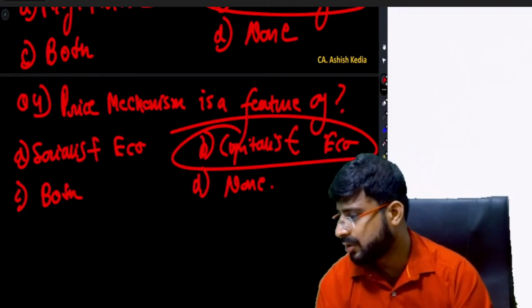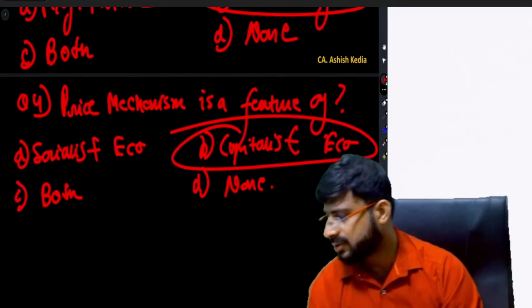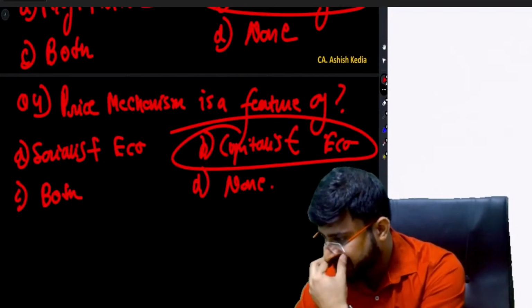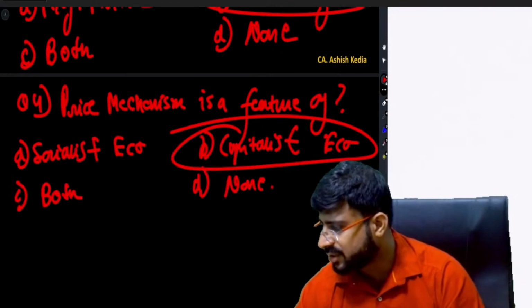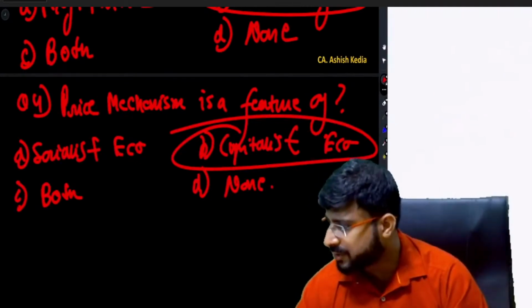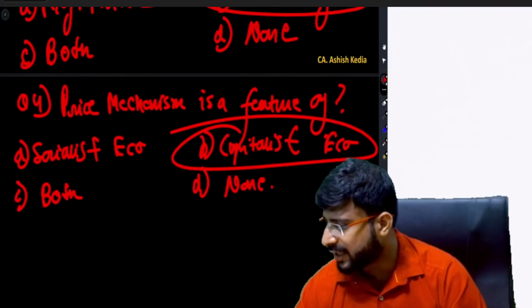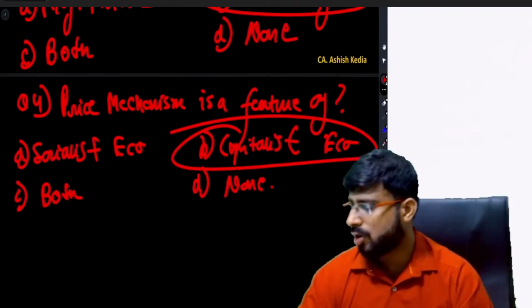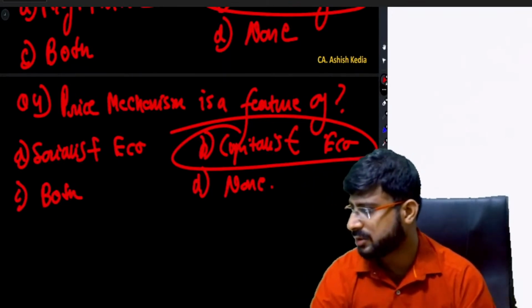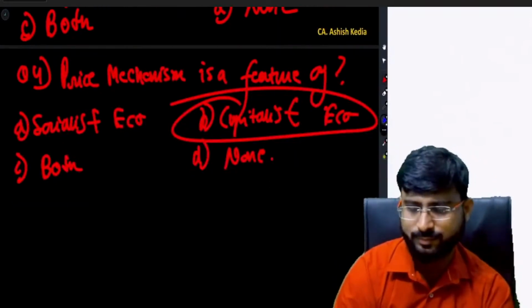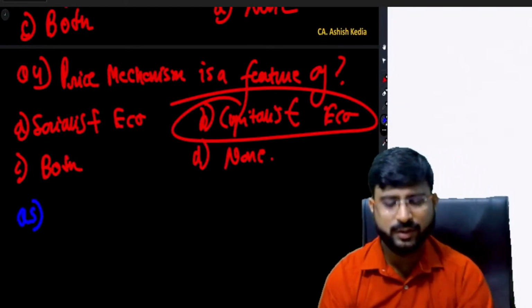Capitalist economy. Very good. Vaidehi, correct answer. Chaitanya, correct answer. Aarti, correct answer. Kavya, correct answer. Gautam, correct answer. Rohit, correct answer. All right. Deepika, correct answer. So yes, it's clear. Next question.